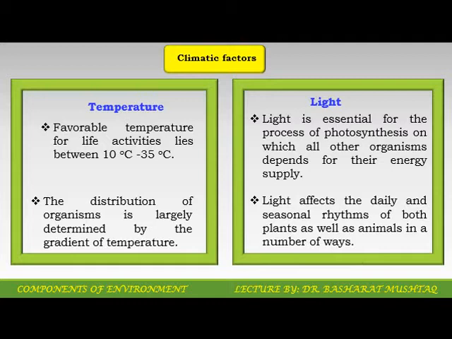Now, let's talk about light, which is again an essential factor for life, and in fact, life cannot exist without light. Light is essential for the process of photosynthesis, on which all the other organisms depend for their energy supply. Light affects the daily and seasonal rhythms of both plants as well as animals in a number of ways. These effects depend upon the intensity, quality, and duration of light.